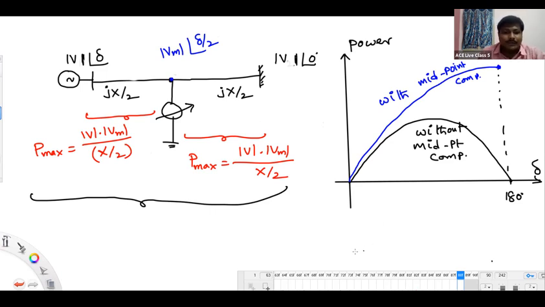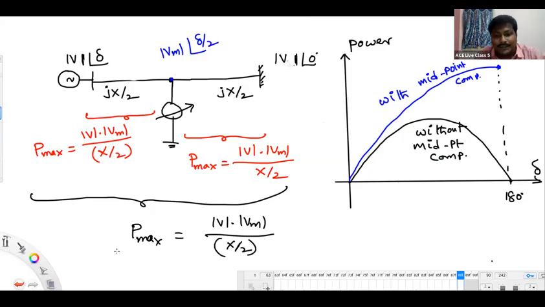Both are equal. Not addition. It's not addition. Please listen. Both are equal means any one we have to consider. So I can write simply that the maximum power transfer capacity of this network is mod V into mod Vm by half of the line TM. Any one value we have to consider. But in some cases, listen please, one value may be low, the other value may be high.